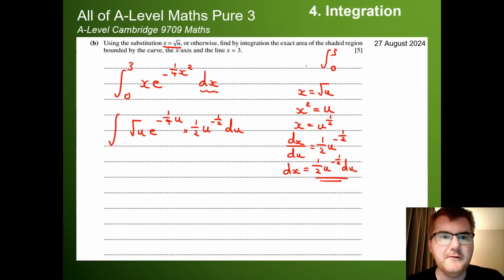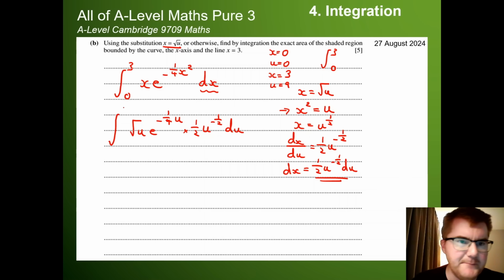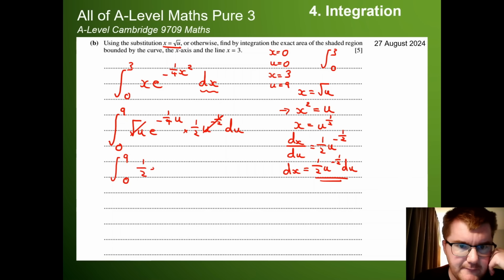So we had 0 and 3 before. So when x was equal to 0, u would also be 0. And when x is equal to 3, then u is equal to 9. So notice if I put in x is 3 into this equation, then u comes out as 9. So we're now between 9 and 0. We have a cancellation here because this cancels with this. So that's useful. So that leaves us then with 9, 0. I generally change the limits rather than back substitute. So that gives us then 1/2 e to the power of minus 1/4 u du.